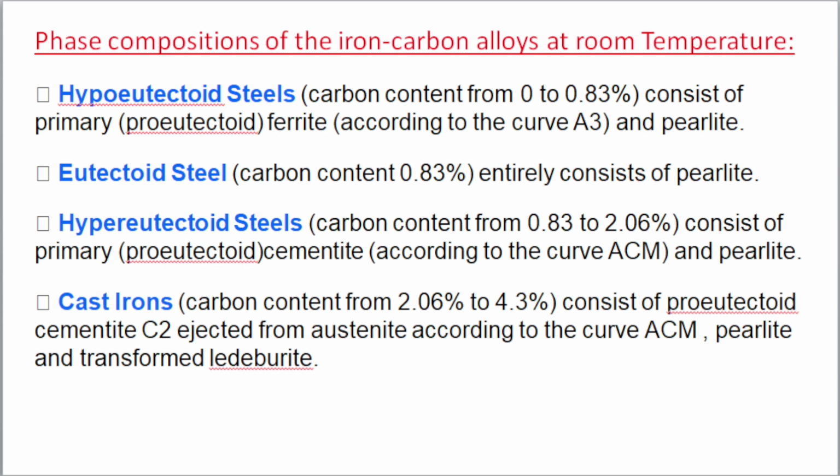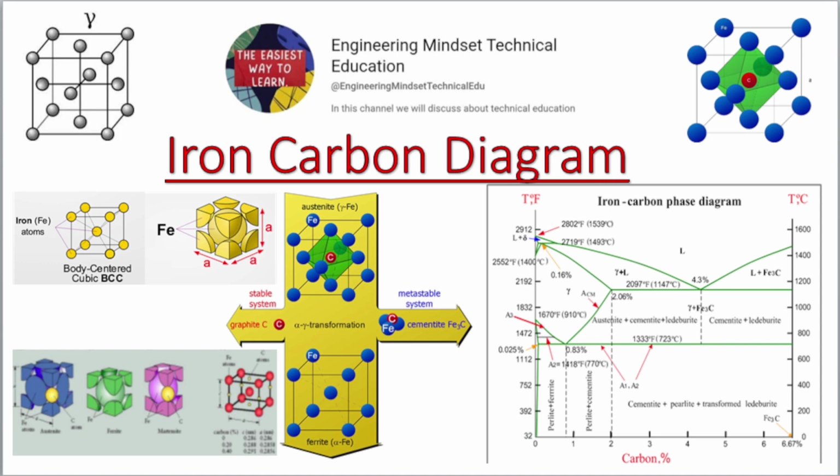Hypereutectoid steels, carbon content from 0.83 to 2.06%, consist of primary, proeutectoid cementite, according to the curve ACM, and pearlite. Cast irons, carbon content from 2.06% to 4.3%, consist of proeutectoid cementite C2 ejected from austenite according to the curve ACM, pearlite and transformed ledeburite.